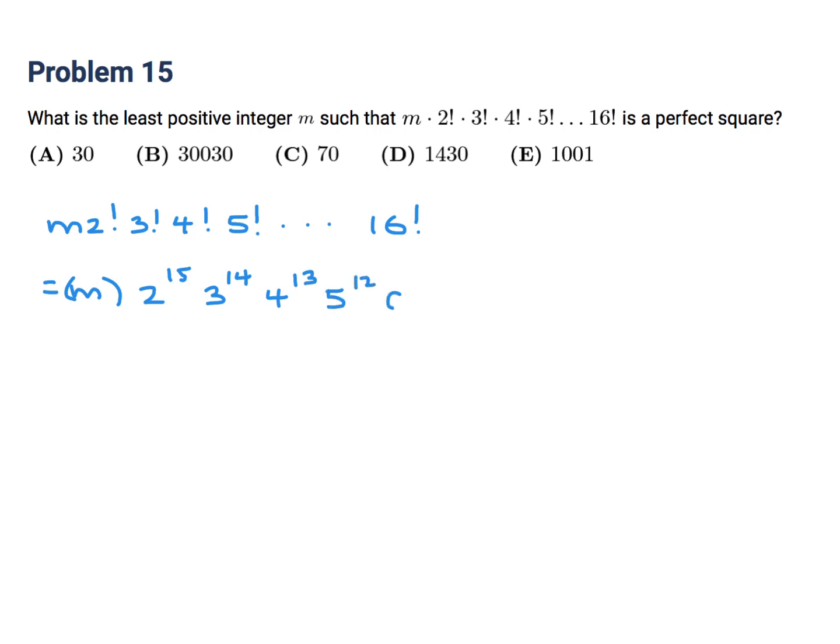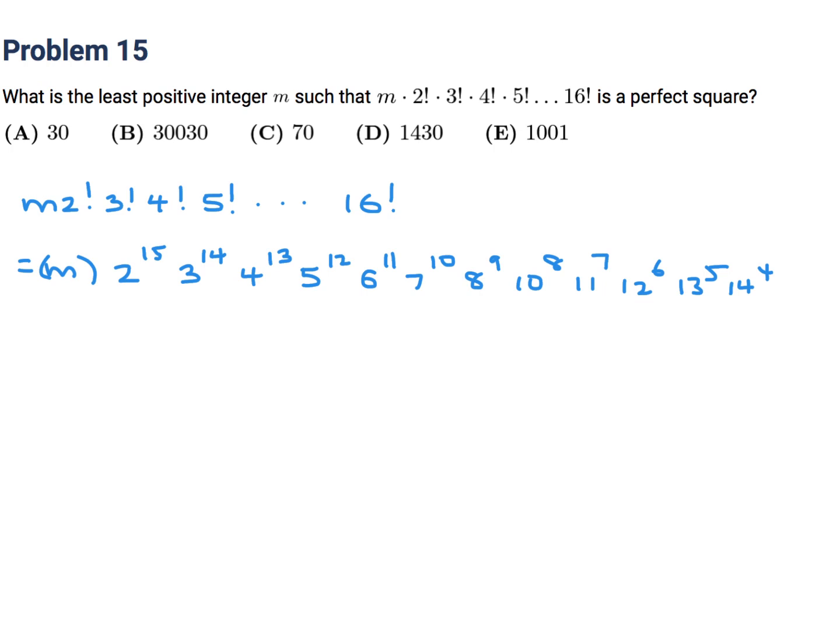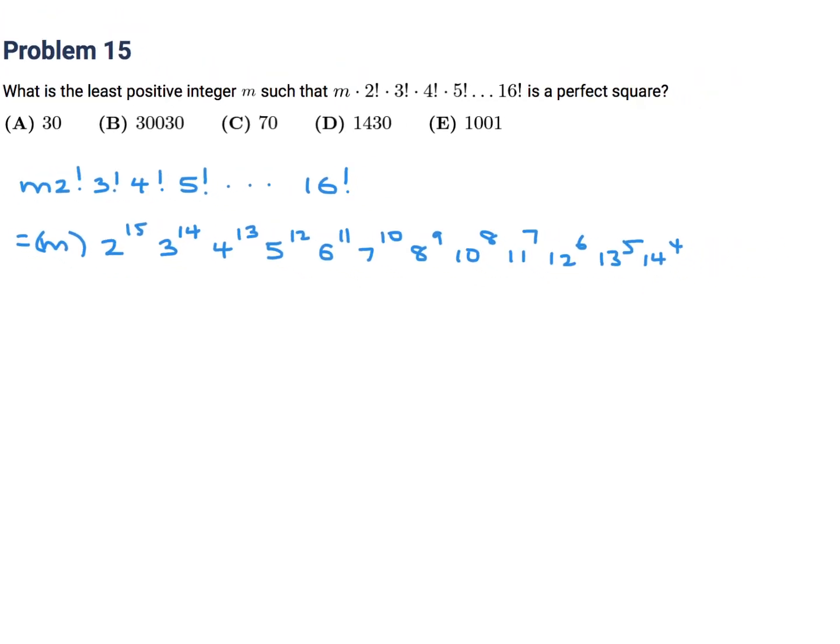And this I will write out in its entirety. Say 10, 8, 9, 10, 8, 11, 7, 12, 6, 13, 5, 14, 4. Let's see if I can fit this in here. 15, 3, 6. I probably missed one here. What did I miss here? 15, 14, 13, 12, 11, 10, 9, 8, 7, 6, 5, 4, 3. I believe that is accurate.